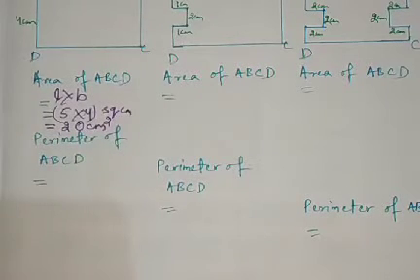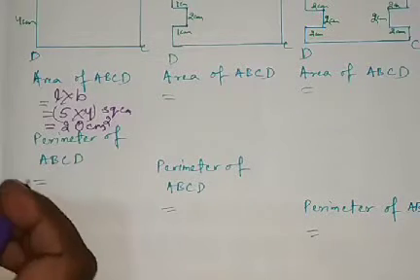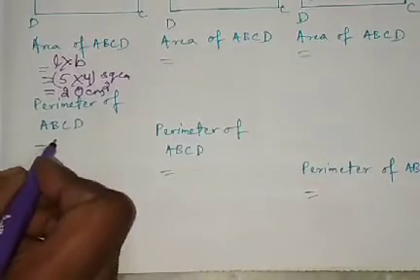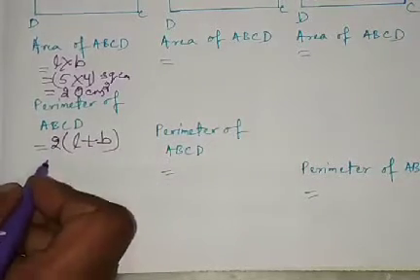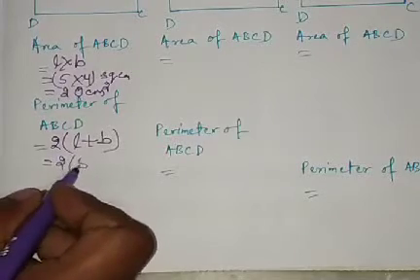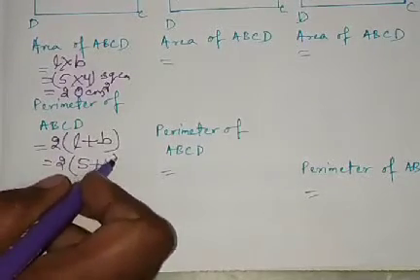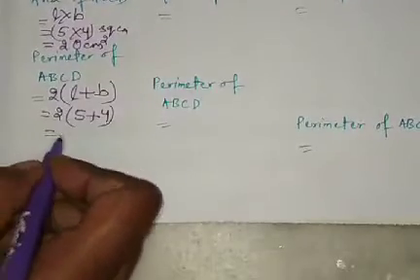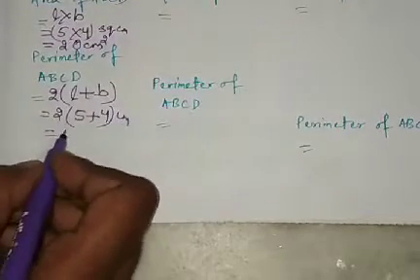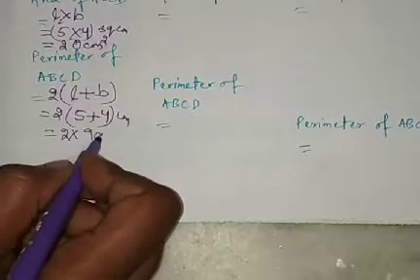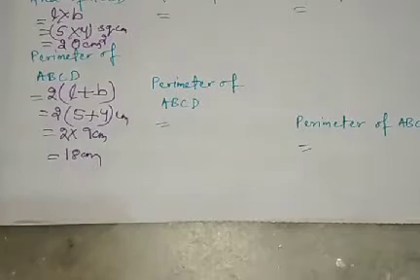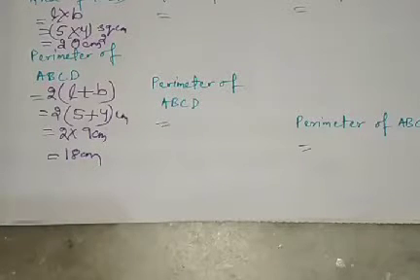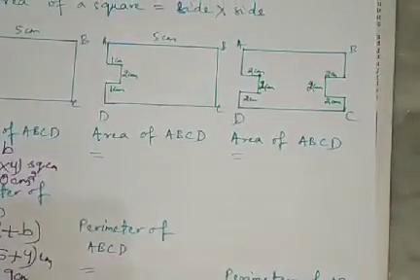Okay. Next we will find out the perimeter. Perimeter of ABCD. Perimeter of a rectangle equals 2 whole into length plus breadth. So 2 whole into 5 plus 4, which is 2 into 9 centimeter. 9 into 2 equals how much? 18 centimeter. Okay, we have found out the area and perimeter of the first figure. Next we will move to the second figure.